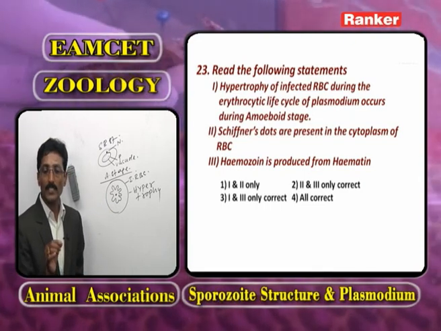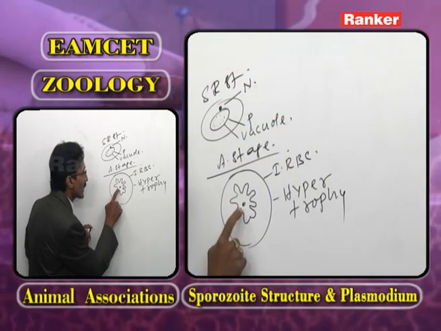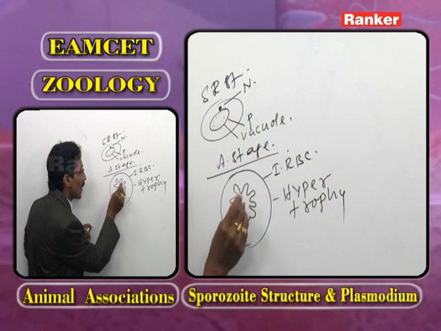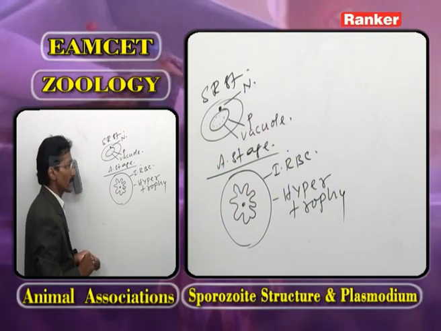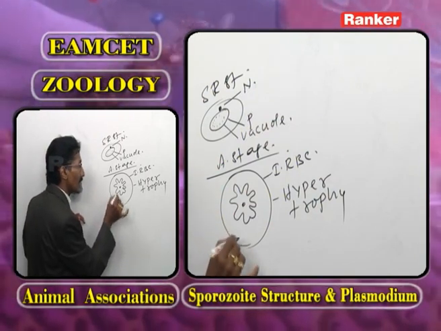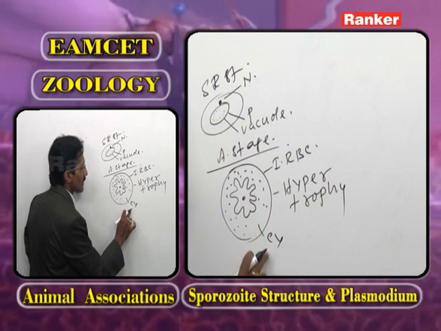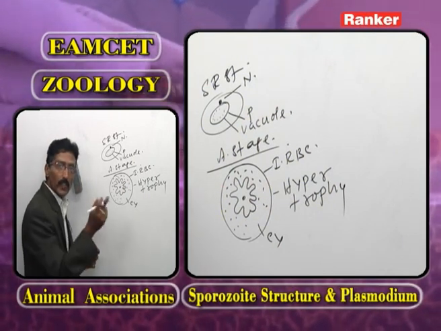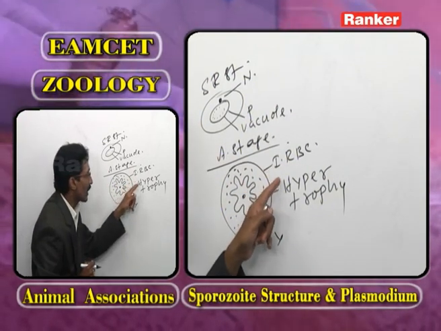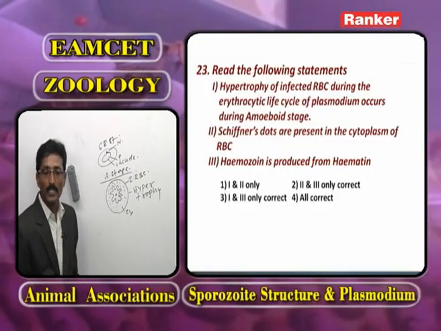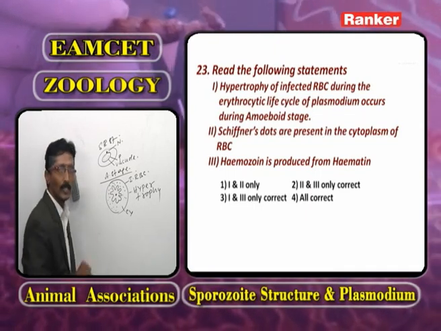Second one, Schaffner's dots are present in the cytoplasm of RBC. Now in the amoeboid stage, the parasite feeds on hemoglobin. Now the parasite releases red colored antigens. The red colored antigens are called Schaffner's dots. Where are Schaffner's dots present? In the cytoplasm of infected RBC. Where are we going to observe the Schaffner's dots? In the amoeboid stage, where RBC enlarges. So the second statement, Schaffner's dots are present in the cytoplasm of RBC, is also correct.